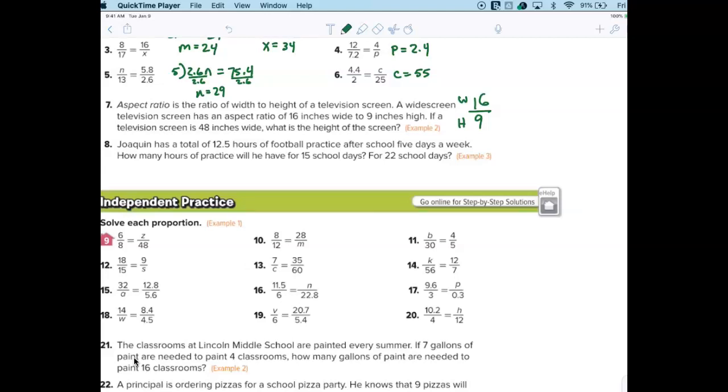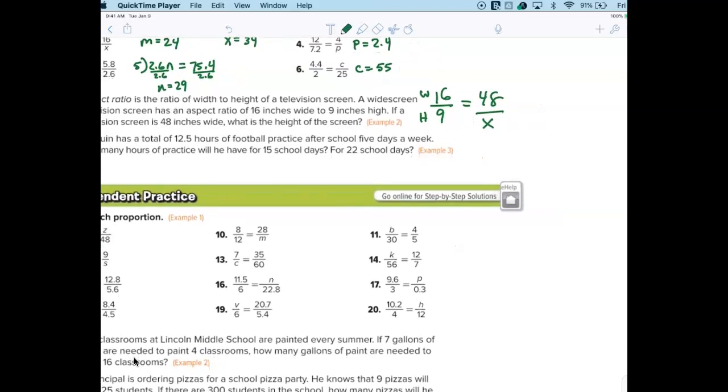All right. So I have 48 over x. Now, are we allowed to just cross multiply and divide? Yeah. So everybody cross multiply and divide. And you're going to tell me that h is what? You should tell me that h is 27. But that's not right because we have to have a unit.